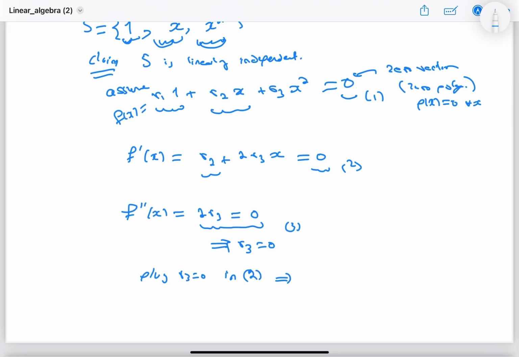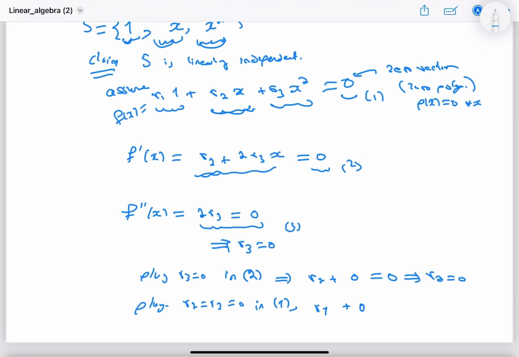Okay, if we plug this in equation 2, what do we get? We get r2 plus 0 is equal to 0. Now, what does this mean? Well, this means that r2 is 0. Now, plug r2 equals r3 equals 0, because we just proved that, in equation 1. What do you get? Well, you get here 0 and here 0, so it's going to be r1 plus 0 plus 0 equals 0. And thus, this implies that r1 is 0.